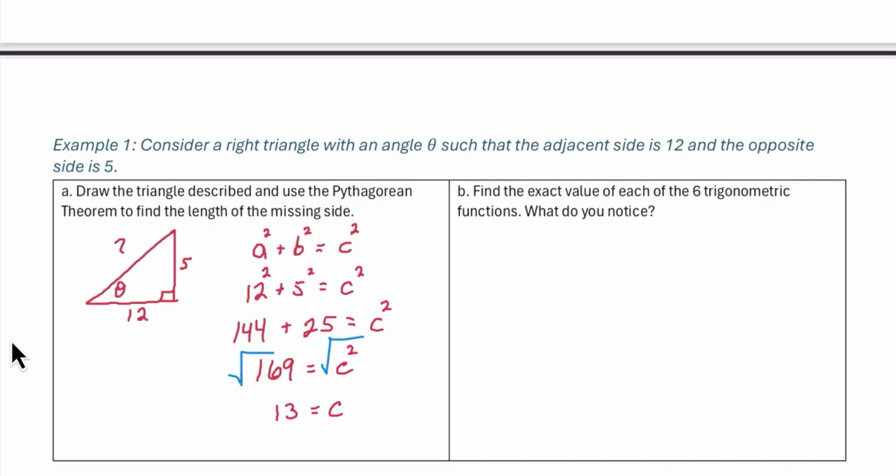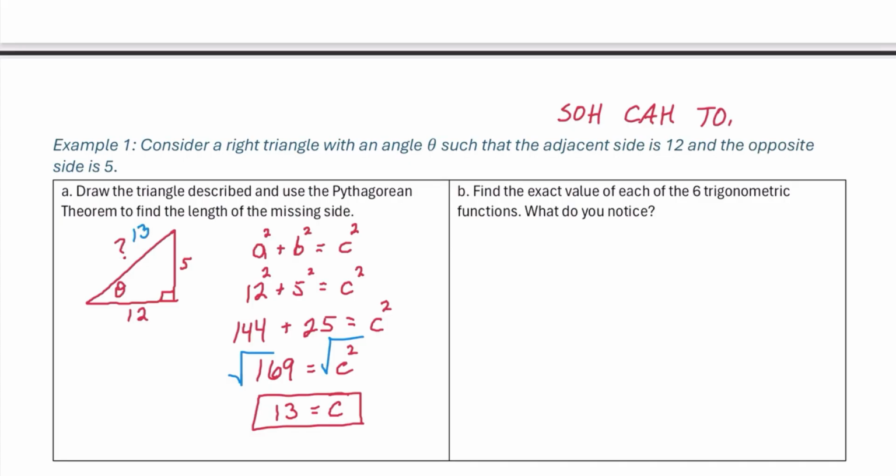Technically, we're supposed to do plus or minus here because we took the square root of both sides, but we're looking for the length of the side of a triangle, which we know to be positive. So we'll stick to just the positive 13. For part B, we want to find the exact value of each of the 6 trig functions. Let's use SOHCAHTOA to help us there.